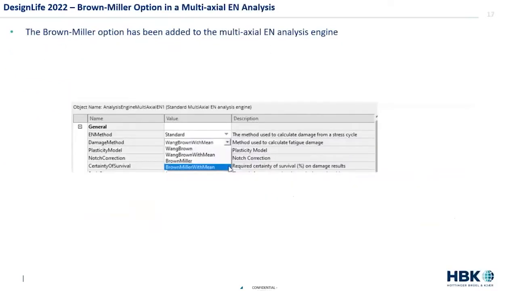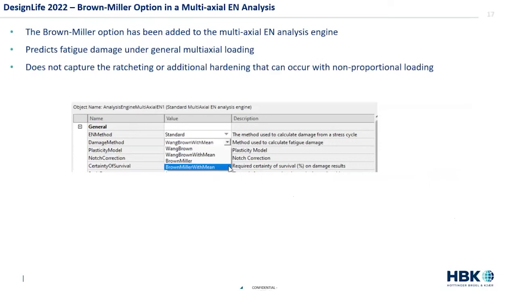Second thing we've added, we have a multiaxial EN analysis method, and that's used for when you've got multi-axial loading into the structure. So we've already got the Wang-Brown solver in there, which is very high resolution, very good method for non-proportional loads. We've added the Brown-Miller option. So Brown-Miller is for predicting fatigue damage and general multi-axial loading, but doesn't capture things like ratcheting or additional hardening that occur from non-proportional loading.